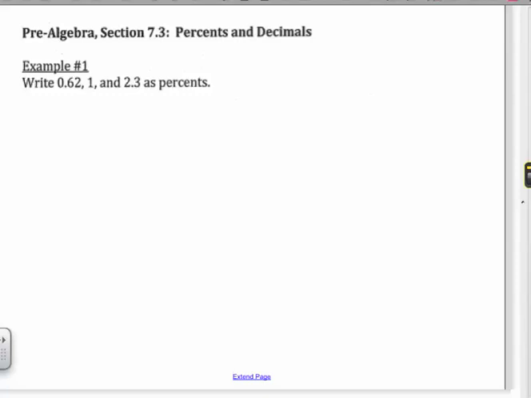So Alex, you're going to help me on this first one. We'll start with 0.62. Now, this is a decimal, correct? How would I write it as a percent? Okay, what did you do?